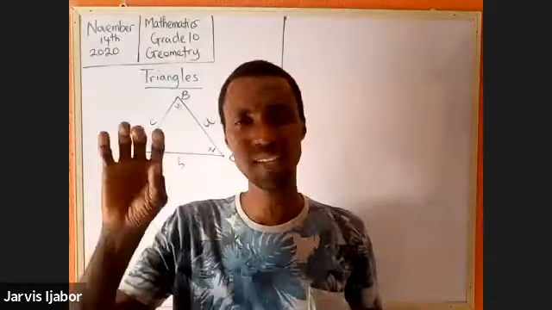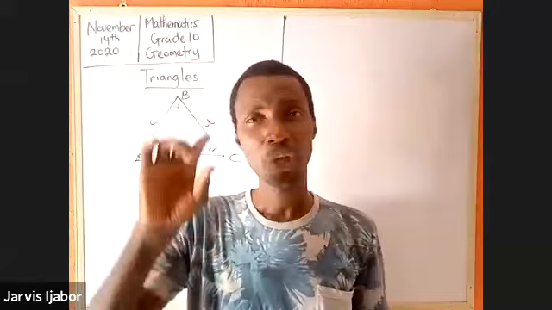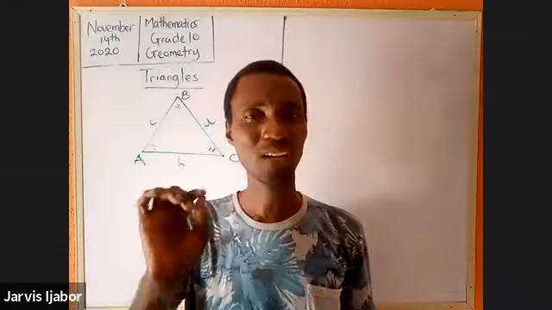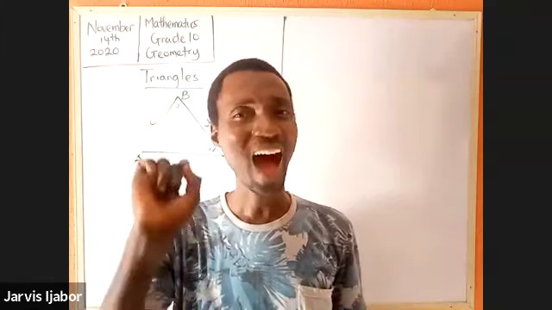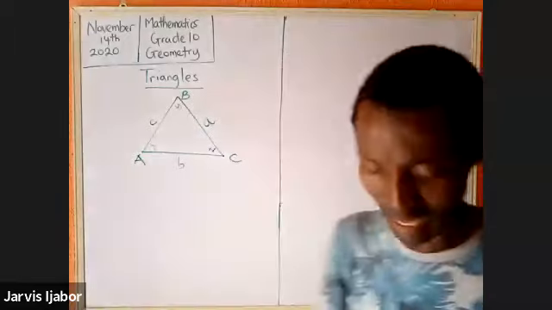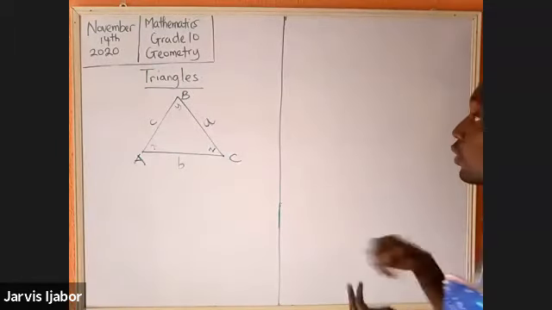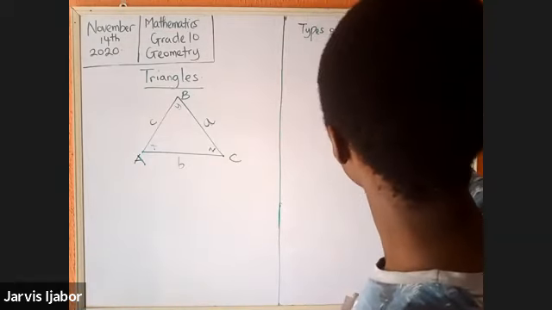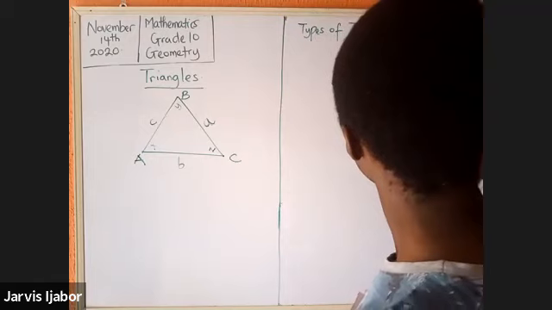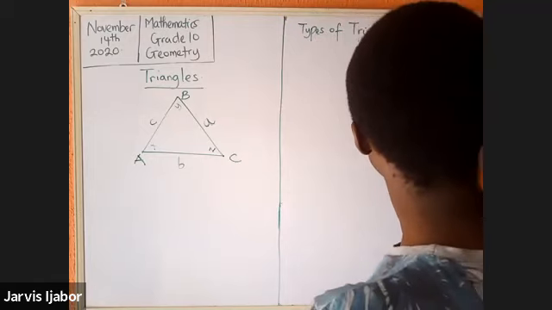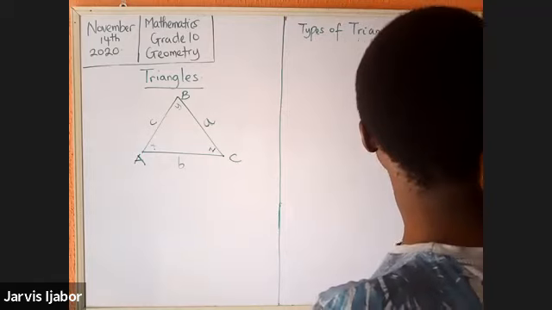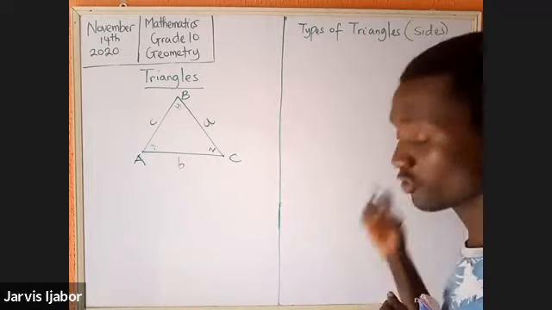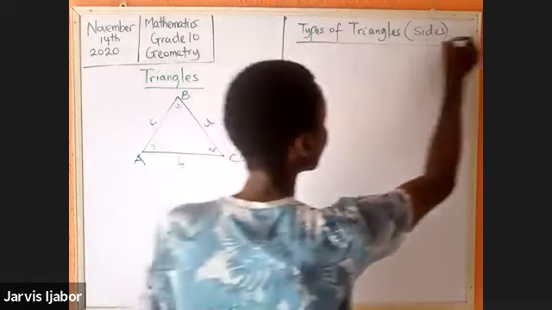using 2 major criteria. You could classify triangles by looking at their sides, or you can classify triangles by looking at their angles. So I'm going to take that up now. So we'll start. We're going to look at types of triangles as a function of what? Angles, or let's say as a function of what? Sides.